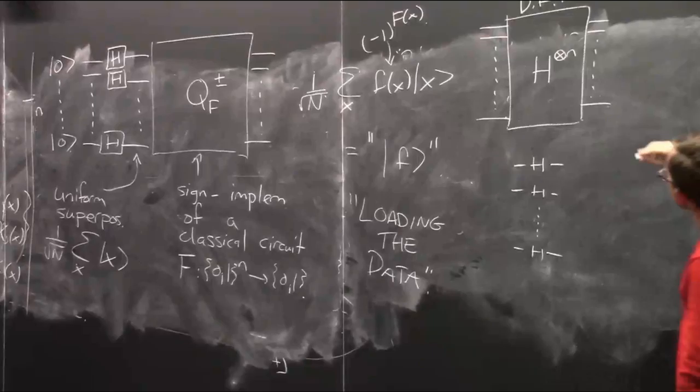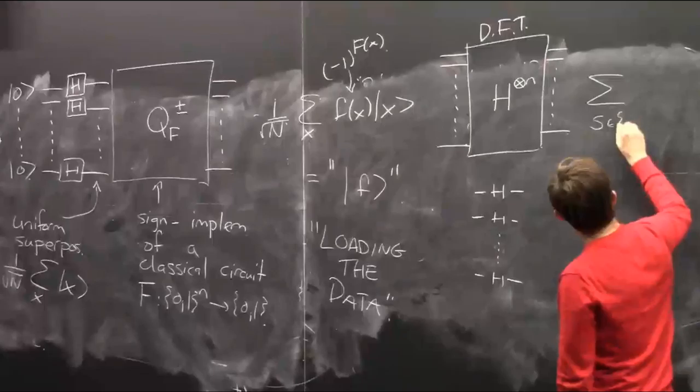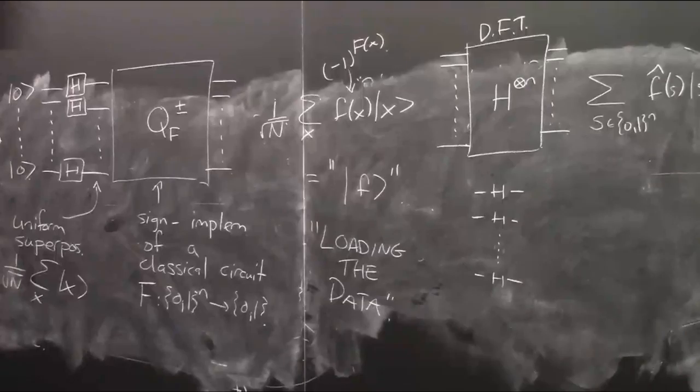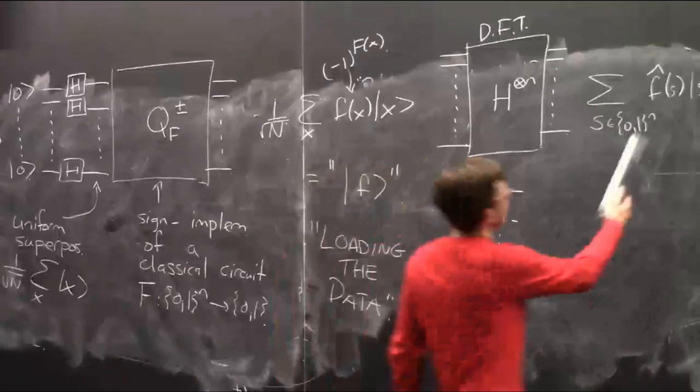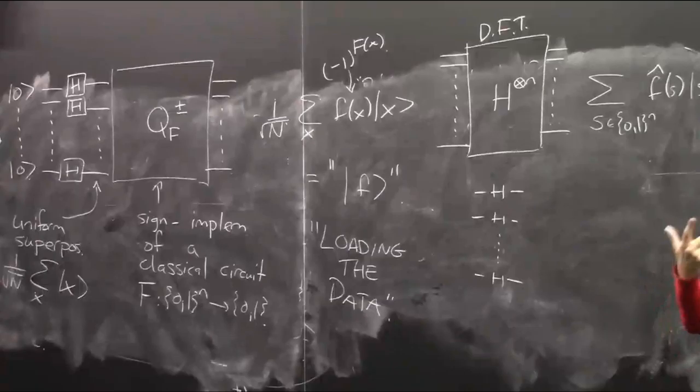And in fact, what comes out here is the sum over all s that index your pattern vectors of f hat s, s. Because this quantity, this number, is the coefficient of this vector coming in written in the chi s basis. But this is the linear transformation that moves the chi s basis to the standard basis.